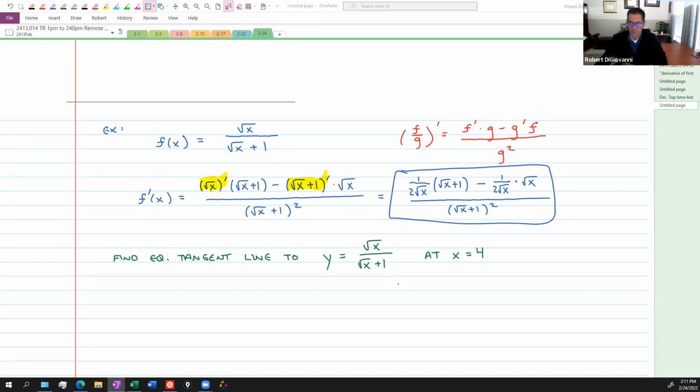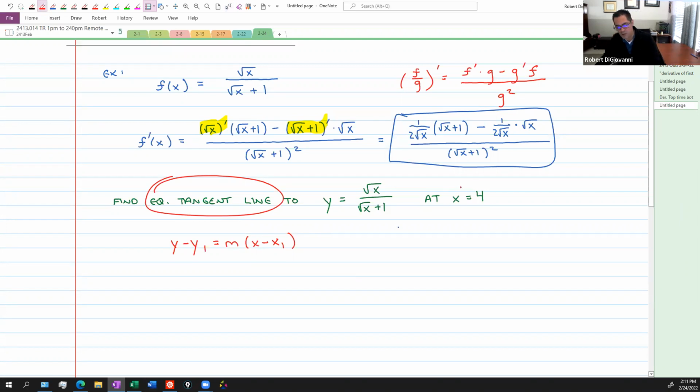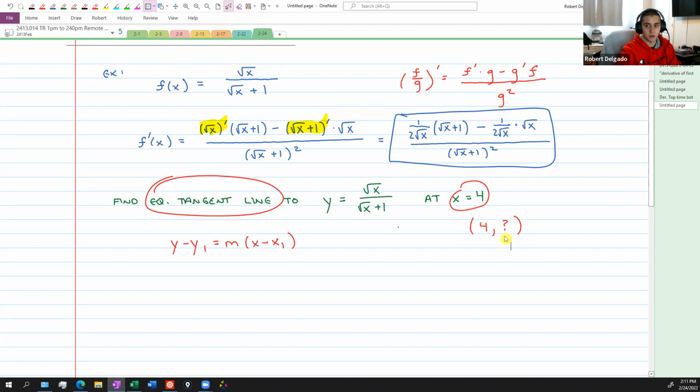Okay, now look at the second part of this. I said, hey, find the equation of the tangent line to this curve, y equals this, at x equals 4. Well, we just went down this road a minute ago, right? Equation of tangent line, we know we need y minus y1 equals m times x minus x1. Here I didn't give you a point, did I? I just gave you the x coordinate. So you know the x coordinate is 4. How are you going to get the y coordinate? Plug it into the original function.